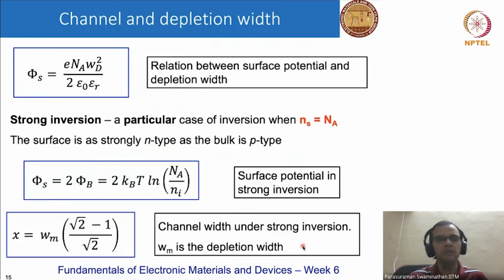In the remaining 2 weeks, 7 and 8, we will look at the interaction of light with semiconductors and from there we will transition on to optoelectronic devices.